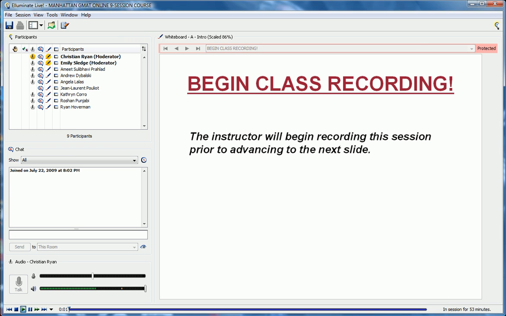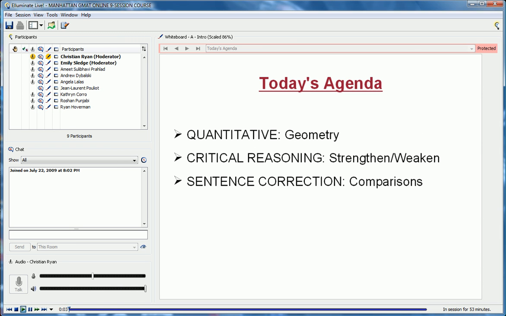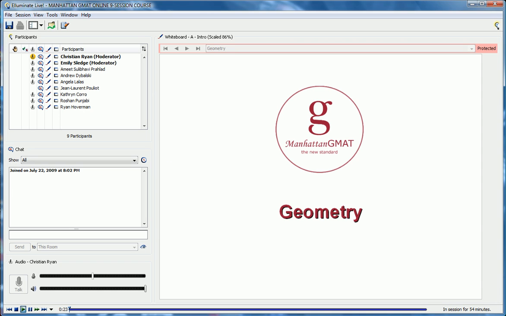And what's on the docket tonight? We've got, as I wrote to you, geometry. Before the break, after geometry, I'm going to do a little bit of preparing to face the GMAT strategy stuff that we didn't get to last week. Then after the break, Emily will do critical reasoning, strengthen and weaken, and sentence correction comparisons. So without further ado, let's get to geometry.